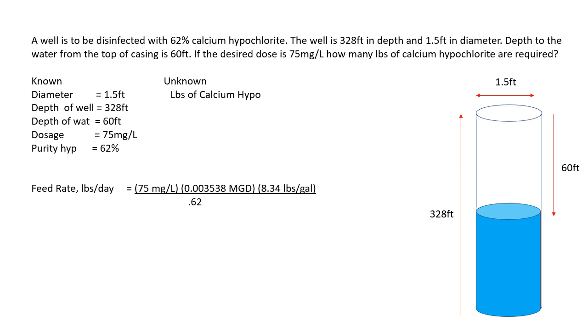So let's do our multiplication on the top first. And I got 2.21. So now we're going to divide that by the purity as a decimal, so divide that by 0.62. And your answer is rounded off to 3.56 pounds.